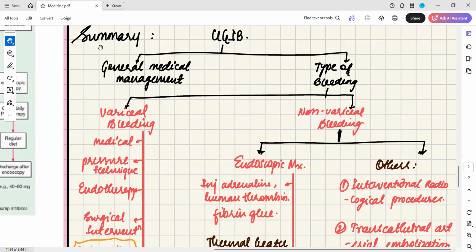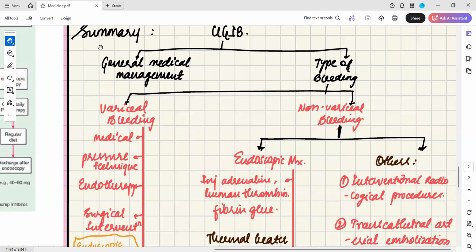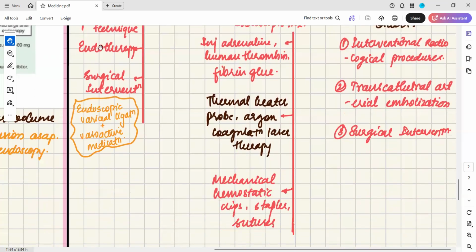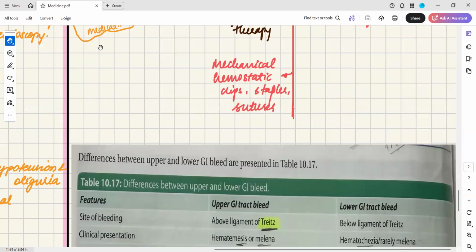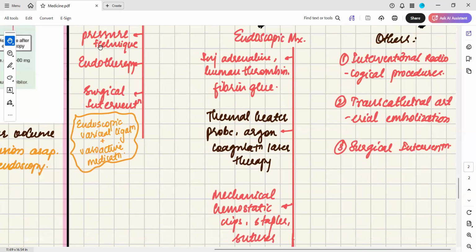But if the patient is presenting with variceal bleeding, we have to go for medical management, pressure technique, angiotherapy, and surgical intervention. That is, we have to give vasopressor agents and treat that variceal bleed. Endoscopic variceal ligation and vasoactive medication.